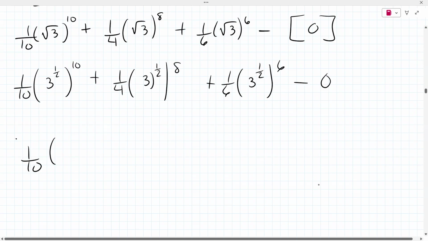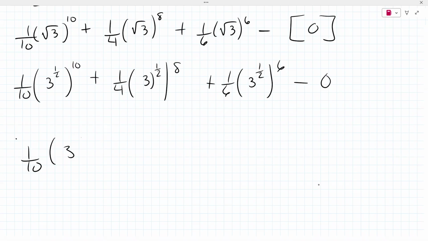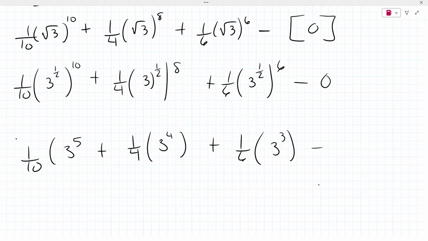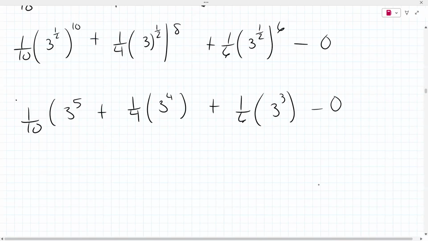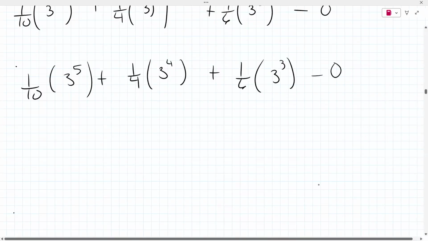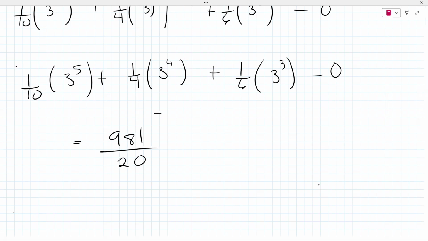3 to the 1/2 raised to the 10. Remember, when you raise a power to a power, you multiply. So 1/2 times 10 is 5. And then 3 to the 1/2 raised to the 8th is 3 to the 4th. Plus 1/6. And then 3 to the 1/2 raised to the 6 is 3. Minus 0. And when you put it on the calculator, you should get 981 over 20, and I don't think it can be reduced.